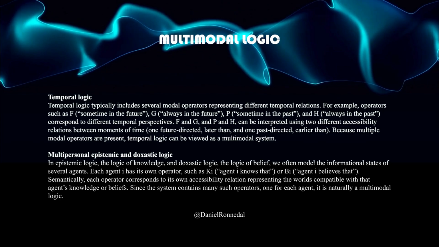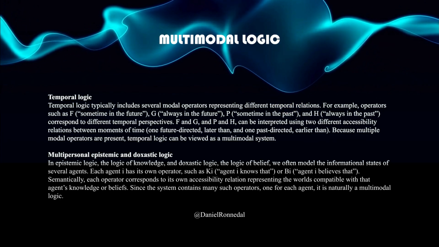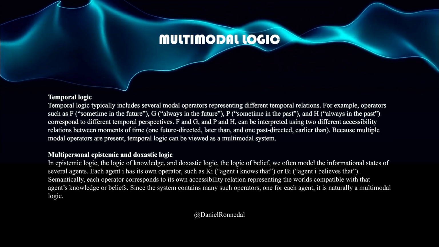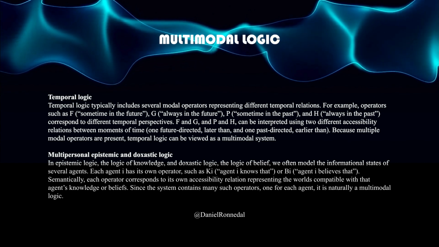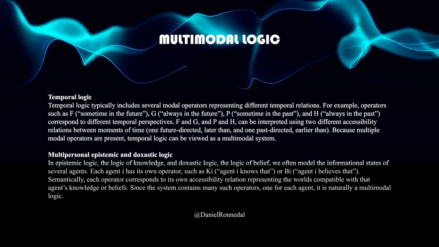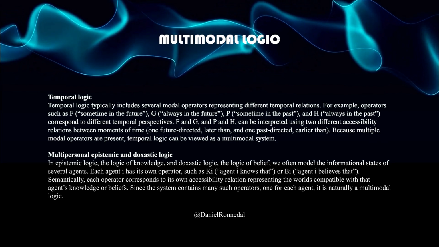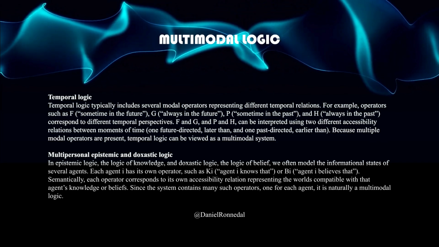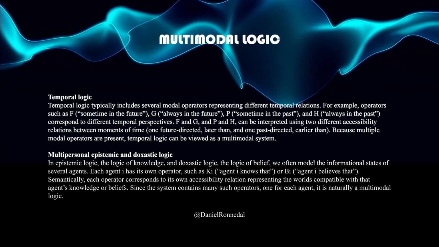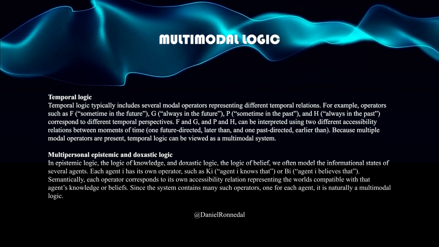Temporal logic typically includes several modal operators representing different temporal relations. For example, operators such as F, sometime in the future, G, always in the future, P, sometime in the past, and H, always in the past, correspond to different temporal perspectives. F, G, P, and H can be interpreted using two different accessibility relations between moments of time, one future-directed, later than, and one past-directed, earlier than. Because multiple modal operators are present, temporal logic can be viewed as a multimodal system.